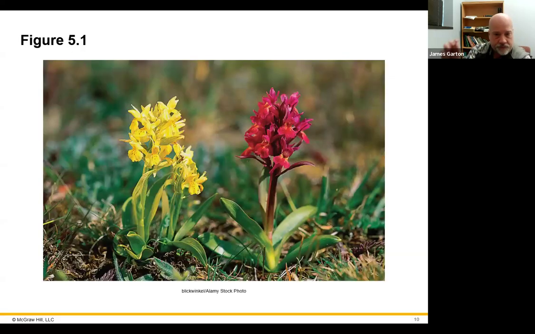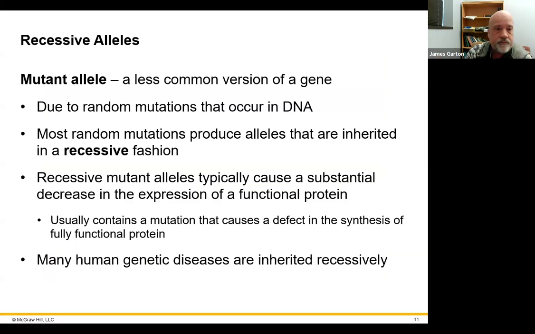And so you can have flowers and plants of the same species that are of different color. And anything that is less common is considered to be some form of mutation. And mutations are rare, and so mutant alleles themselves are rare. And most mutations are knockout mutations. They make recessive alleles.